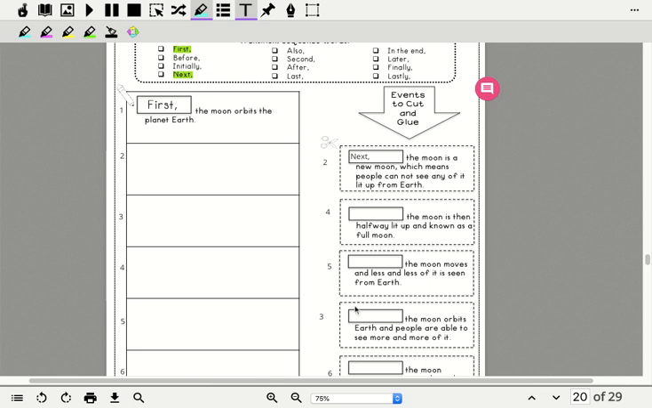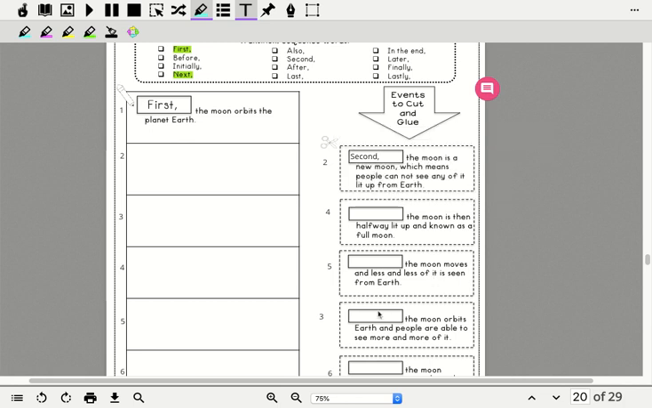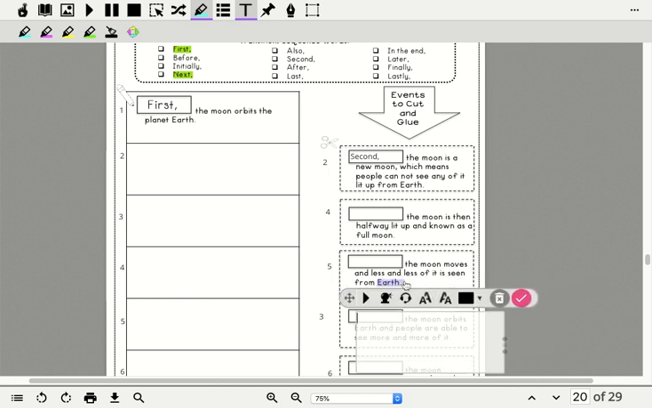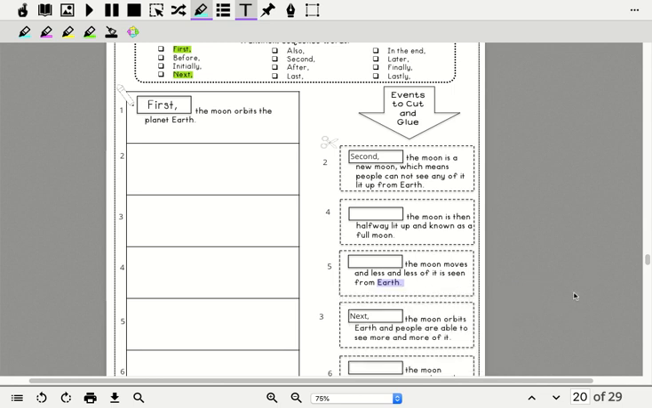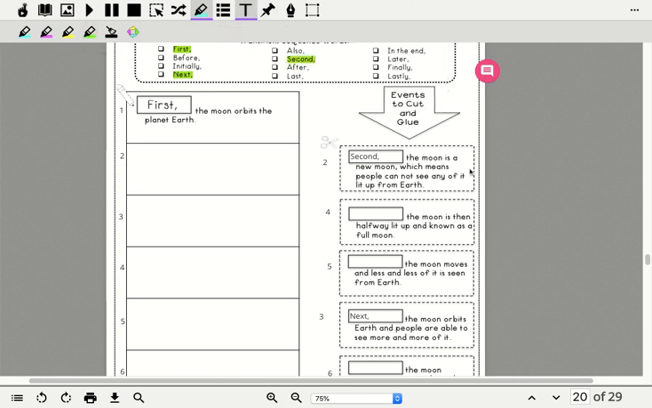So now I'm going to come down to 3 and, you know what? I changed my mind, boys and girls. Let's go ahead and use second, because then I can come down to number 3 and I can use next. So first, second, next. Okay? Make sure to use that comma. Now I'm on number 4.